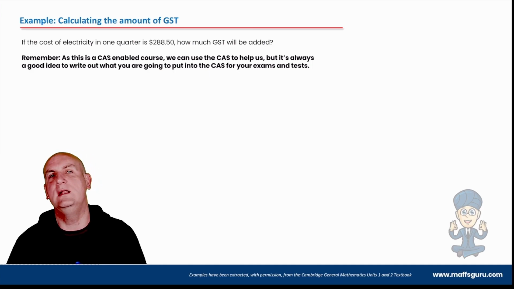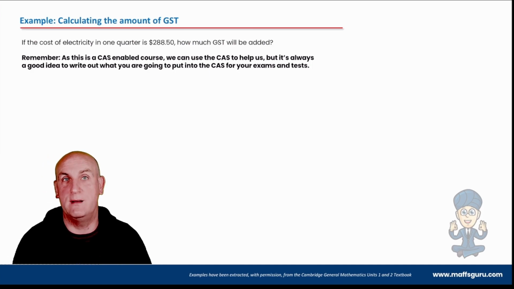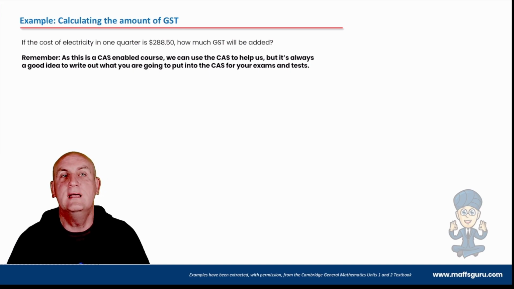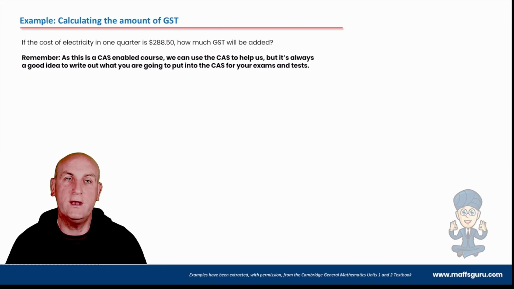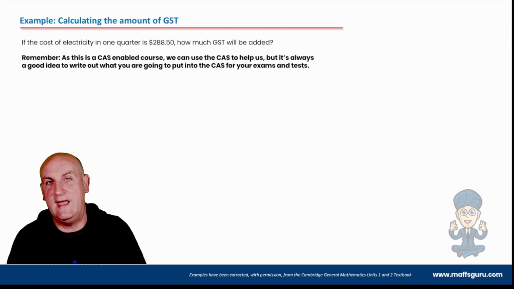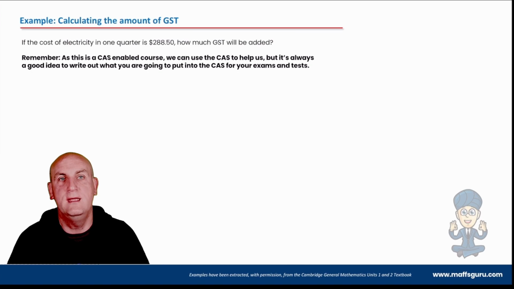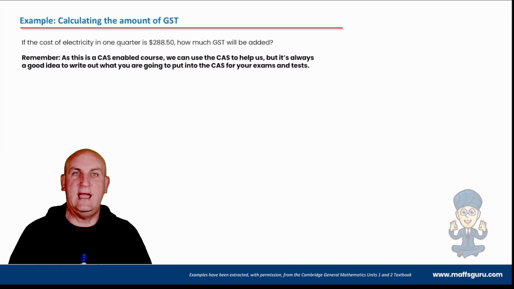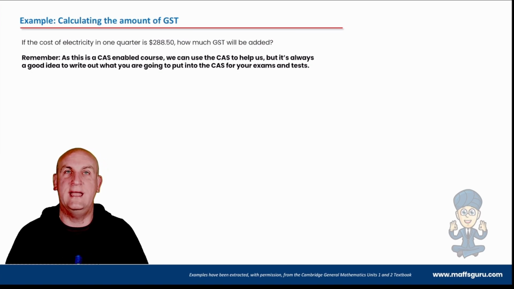Right, now, I'm really lucky. Thanks very much, Cambridge, for allowing me to use your examples. You guys rock. So it says, if the cost of electricity in 1 quarter, I mean, if you don't understand, electricity is billed every quarter in Australia. So every 3 months, we get a bill, is $288.50. How much GST will be added? So this is obviously inferring the cost before GST.